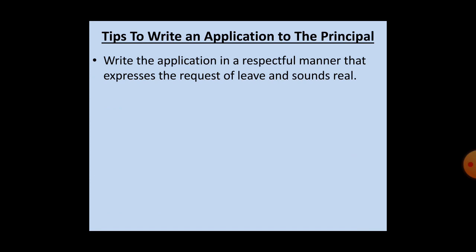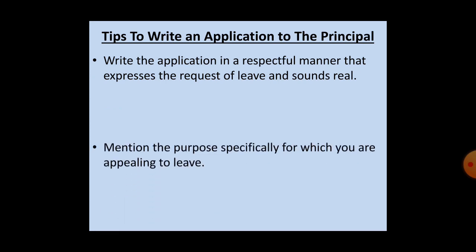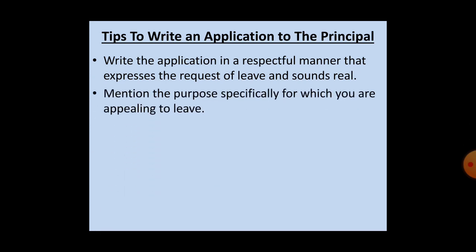So the first tip of writing an application is to write the application in a respectful manner that expresses the request of leave and sounds real. It means that it appears real to the principal so that he or she can give leave to the student. Second is to mention the purpose specifically for which you are appealing to leave. Okay, important, it means that here the subject must be clear to the principal. Then the base of the application should be maintained.